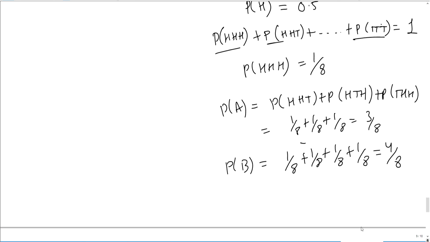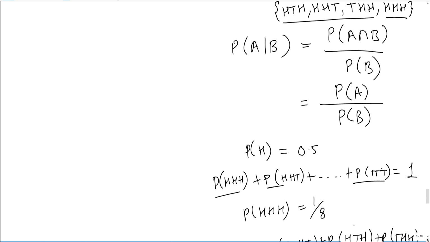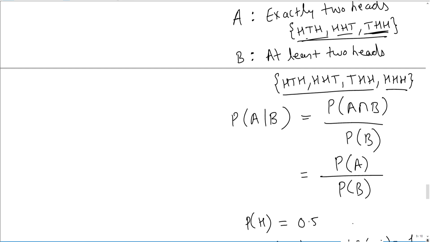Okay. So, what would be the conditional probability of A given B? So, this would be 3 by 8, which is basically the probability of A, divided by the probability of B, 4 by 8. It comes out to be 3 by 4. So, that is the conditional probability of A given B. Okay. So, we have calculated this using this formula.